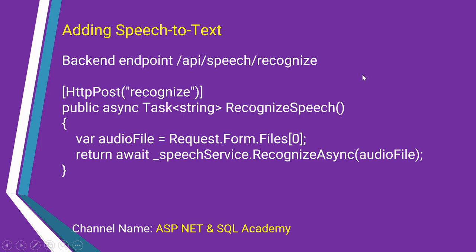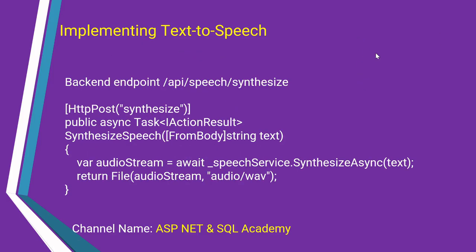Our first step is to enable voice input. The backend endpoint accepts an audio file and sends it to the Speech SDK for recognition. Once the AI responds, we convert its text reply back to speech using text to speech so the user can hear the assistant's voice.